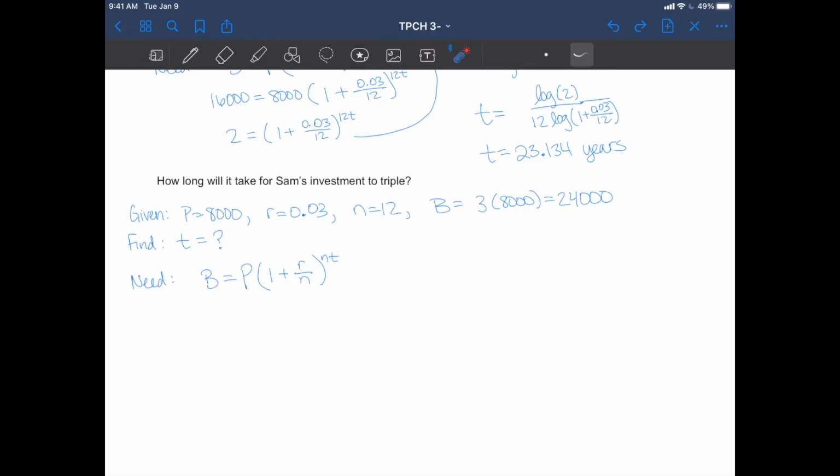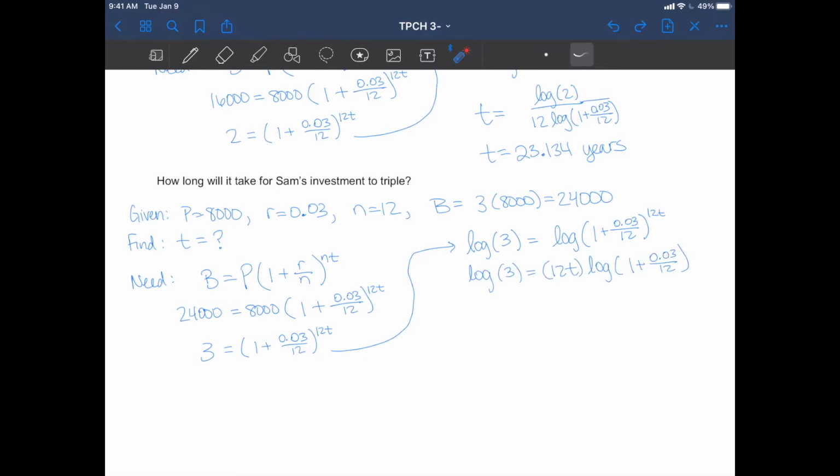So what do we need? We need that formula, of course, and we're going to plug everything in that we know. Okay, now I got to get this expression, this factor by itself. So I'm going to divide both sides by 8,000, and I'm left with 3 on this side. Okay, and then I'm going to take the log of both sides so that I can get this exponent down. Logarithms are the only things that can bring a variable or something down from the exponent.